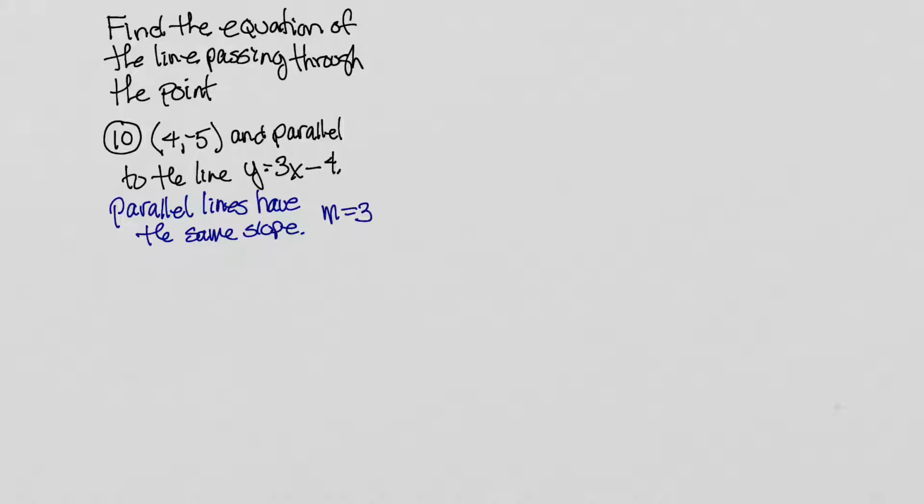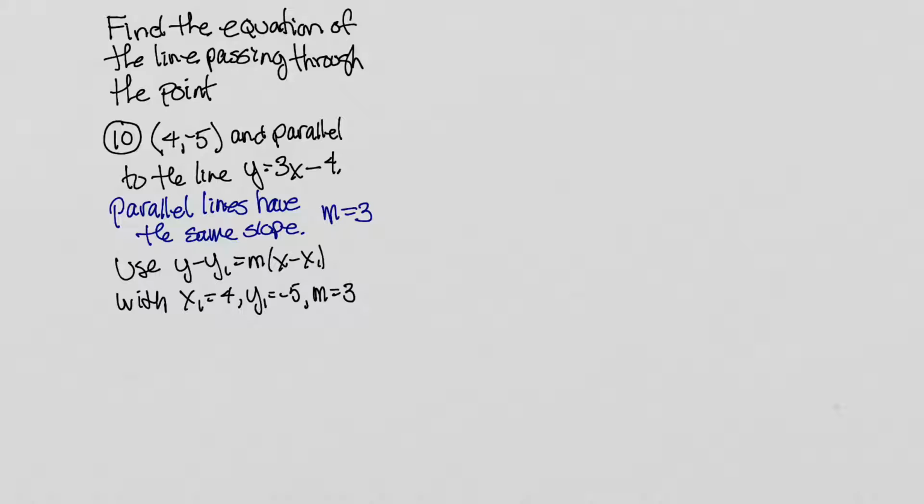So now we're going to use this template: y minus y1 is equal to m times x minus x1. How about x1 being 4, y1 being negative 5? After all, those are the first ones I see and the only ones I see. With x1 being 4, y1 being negative 5, and m being 3.